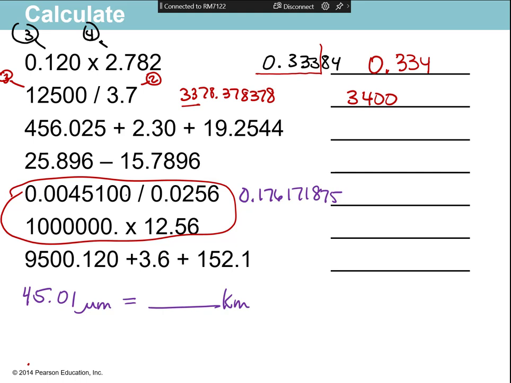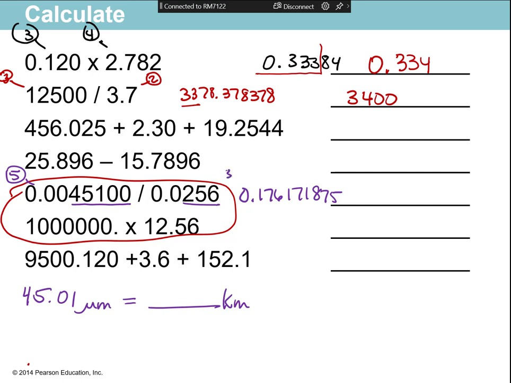0.0045100, how many significant figures? 5. So remember, zeros at the end are significant if there's a decimal place anywhere in the number. Zeros out front, never significant. So I know that this one's got 5 significant figures. What about the other one? It has 3. Zeros out front are never significant. So you always remember that. You may have to keep it in your answer, but it's never significant.